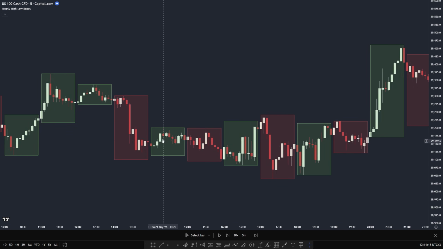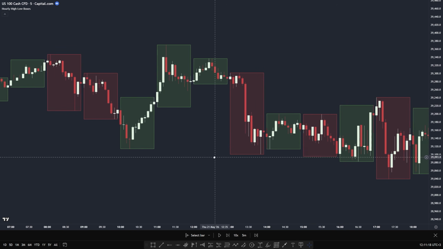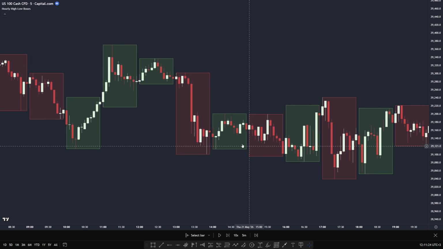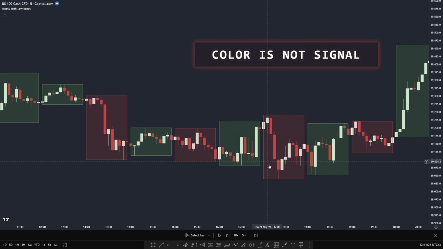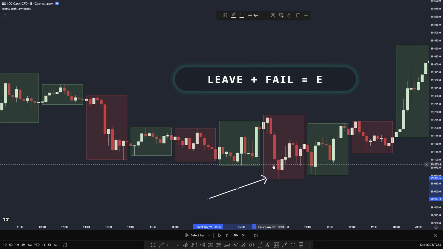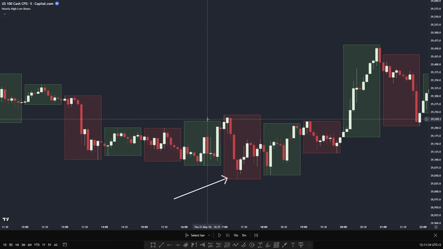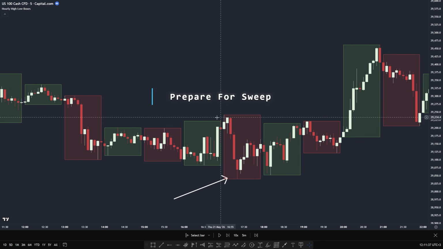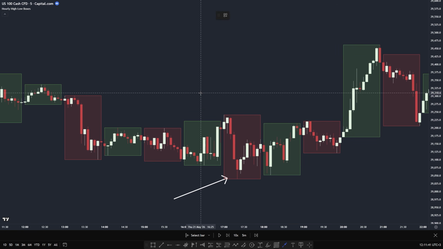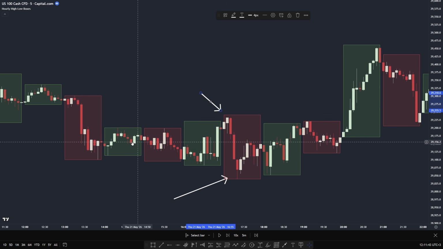The color of the box can help you read the previous hour quickly. If the previous hour was bullish or bearish, the color can show that at a glance. But the color is not the entry signal. The only entry idea comes from price leaving the box and failing to stay out. If price is near the previous hour high or previous hour low, I prepare for a possible sweep. If price is in the middle of the box, I do nothing.